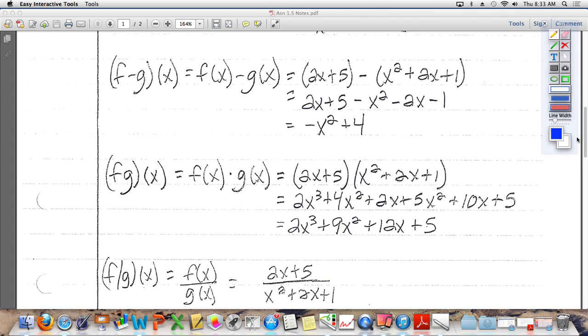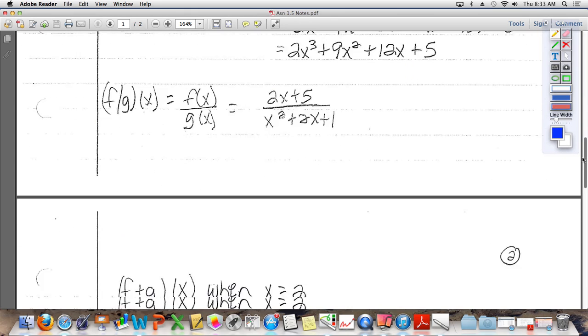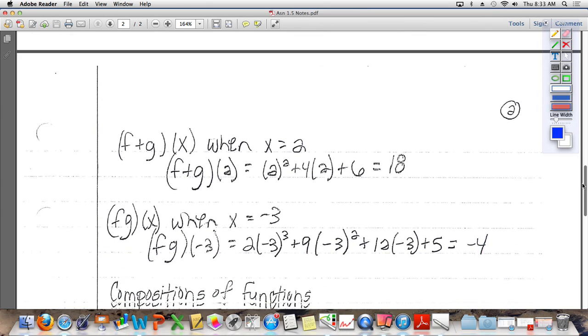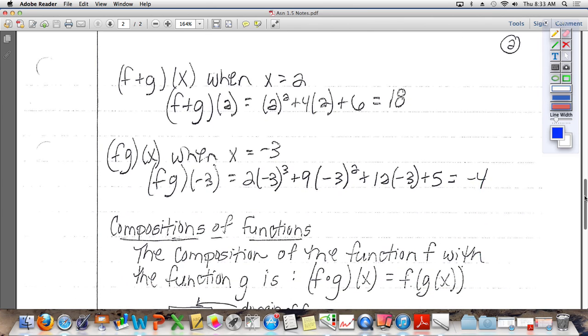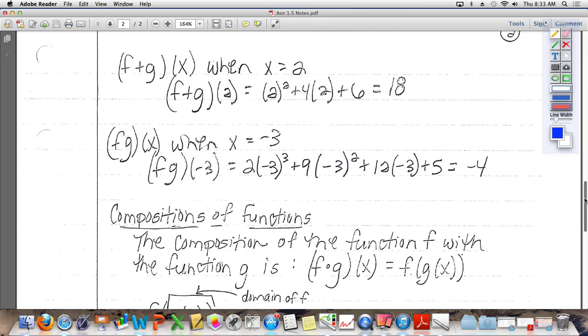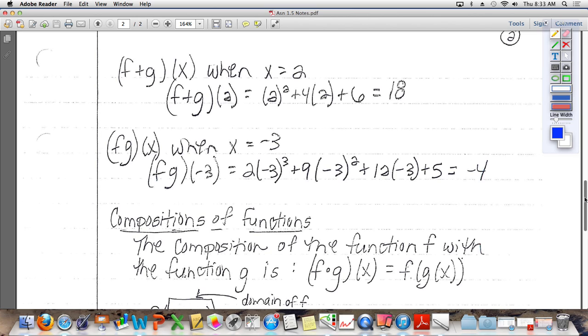All right. Let's move on to something a little bit more difficult. Compositions of functions we'll get into in just a second.